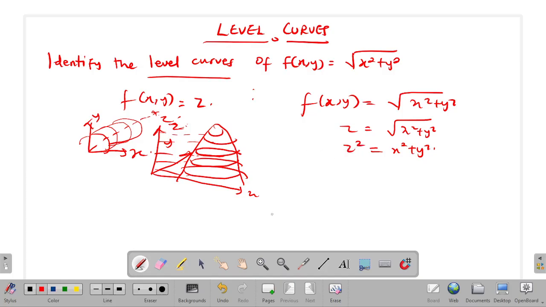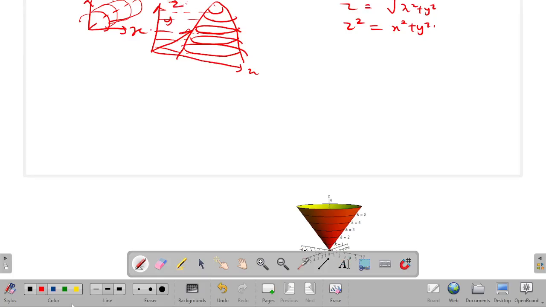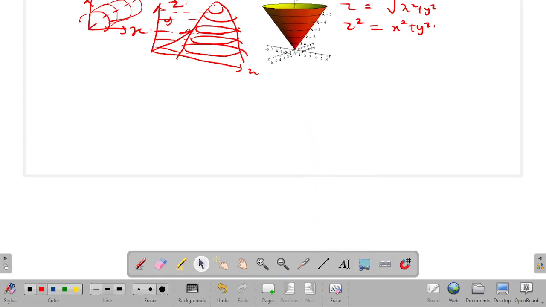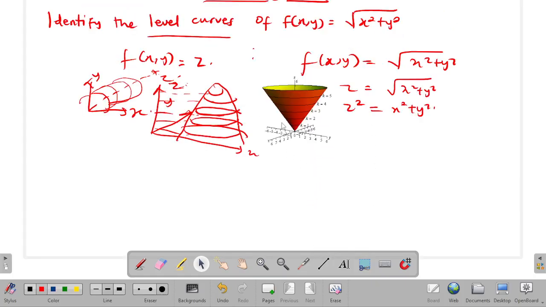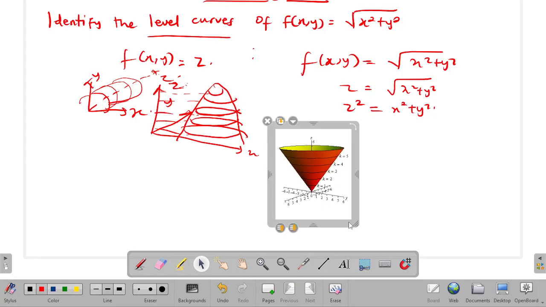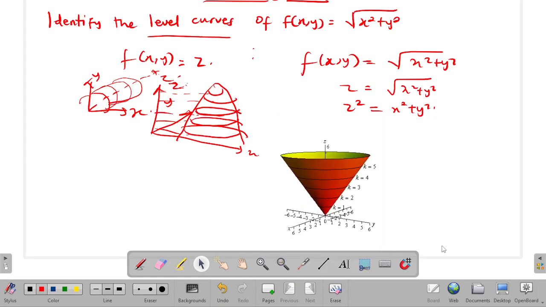So let me show you here. Have an upper cone here. So this is our cone. Good. So the idea of level curves is saying that just find the values of x and y, or the nature or the factors of our function that are going to contribute to a particular height, say c or say k.